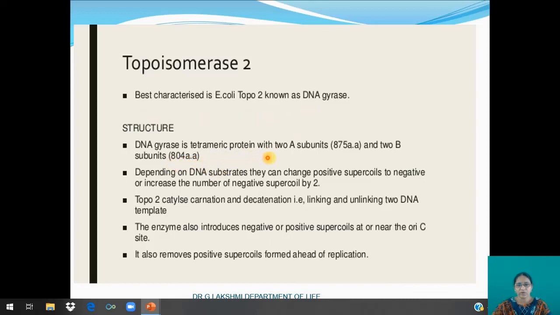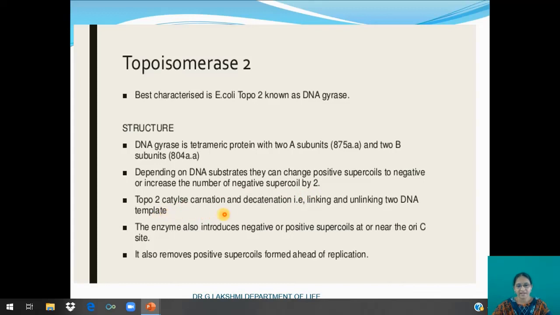a tetrameric protein consisting of 2 A subunits and 2 B subunits. Depending on the DNA substrate, they can change positive supercoils to negative supercoils. So remember, this topoisomerase 2 changes the positive supercoils to negative. That means the relaxed form of the DNA. The number of coils is less in negative supercoil, or it increases the number of negative supercoils by 2.